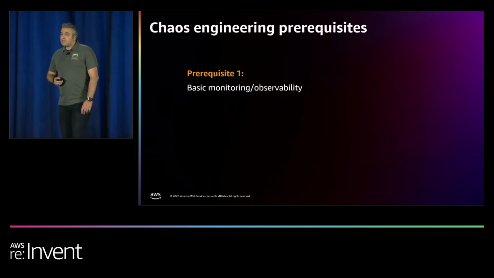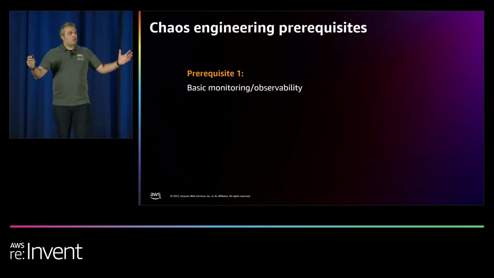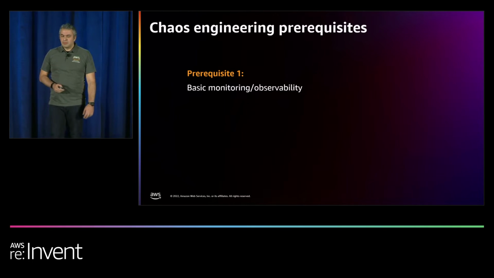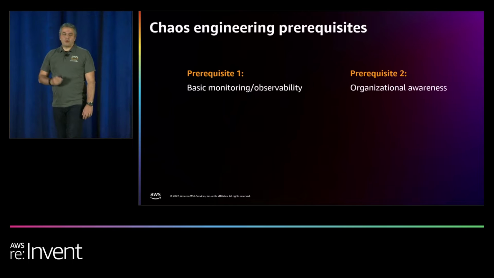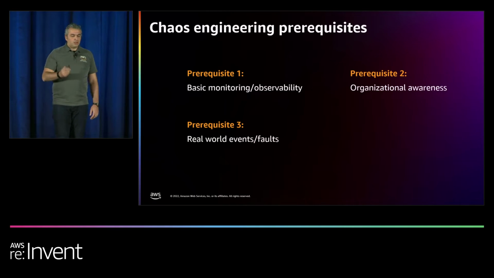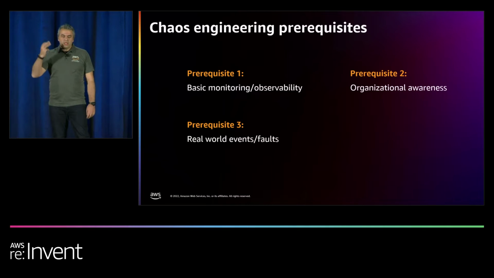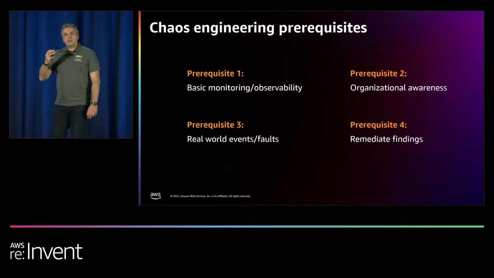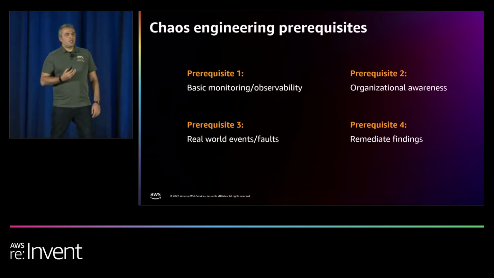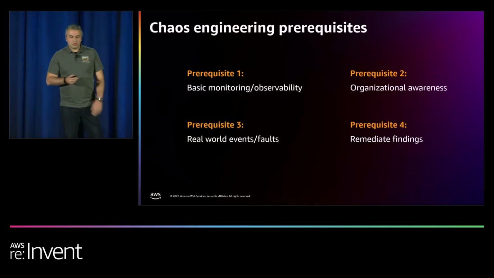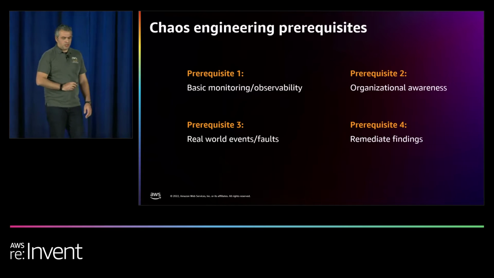So first, you need basic monitoring, and if you have observability, that's great. Then you need to have organizational awareness. We need to think about real-world events that we're injecting, or faults. And then, of course, if we find a deficiency within our environment, we need to commit and go and fix it, if it's resilience or security focused. So let's dive a little bit more into this.